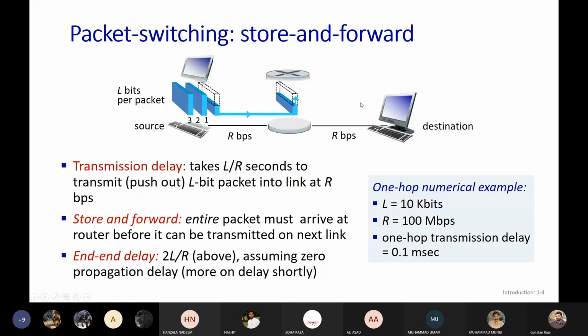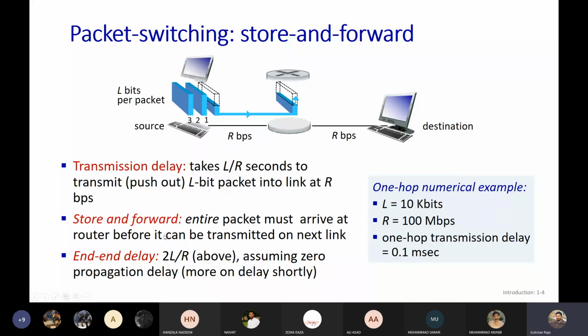Now, so what is the delay? If you look at this, L is 10 kilobits, suppose L is 10 kilobits and R is 100 Mbps. So one hop transmission delay is about 0.1 millisecond. So L by R, correct?